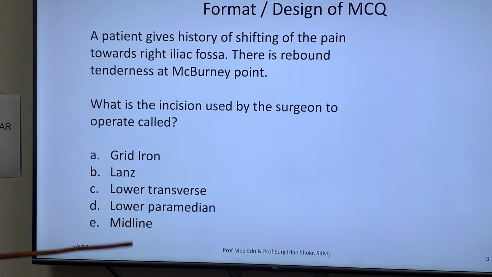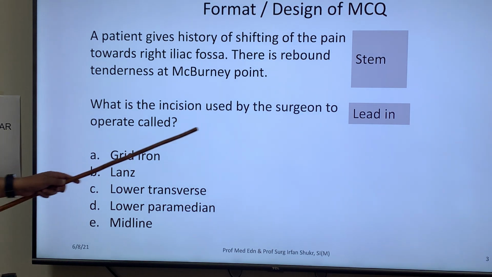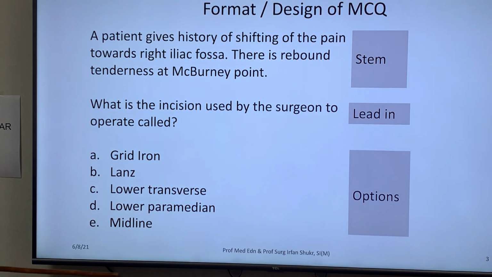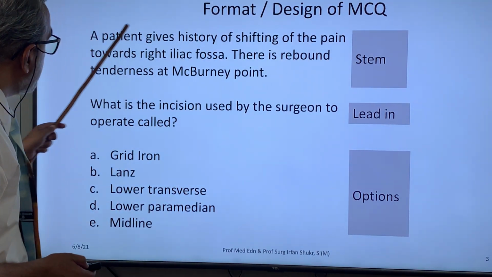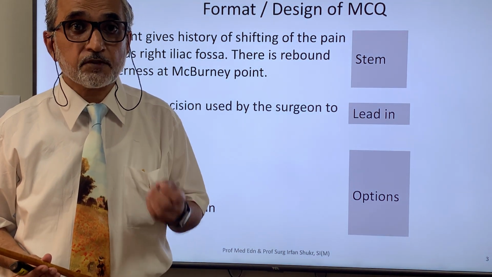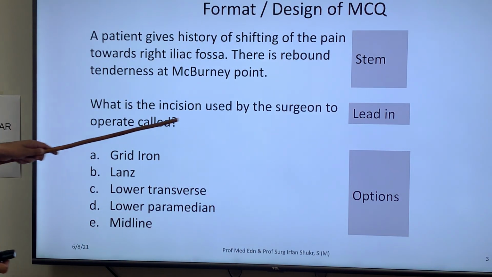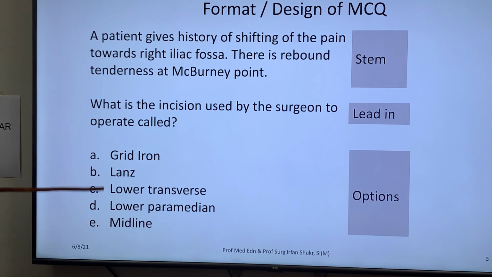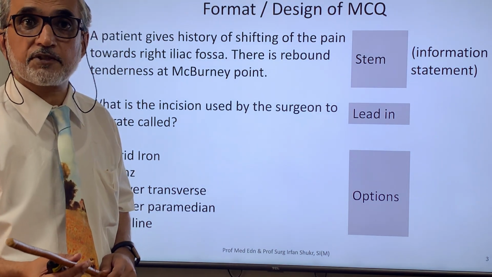Now, if this is a format or a design of an MCQ, this portion is called a stem. Then there is a lead-in, and then there are options. Stem is an information statement. It is the information which is written, which prompts a student to think and to find an answer to this question by selecting one of these. It is an information statement.